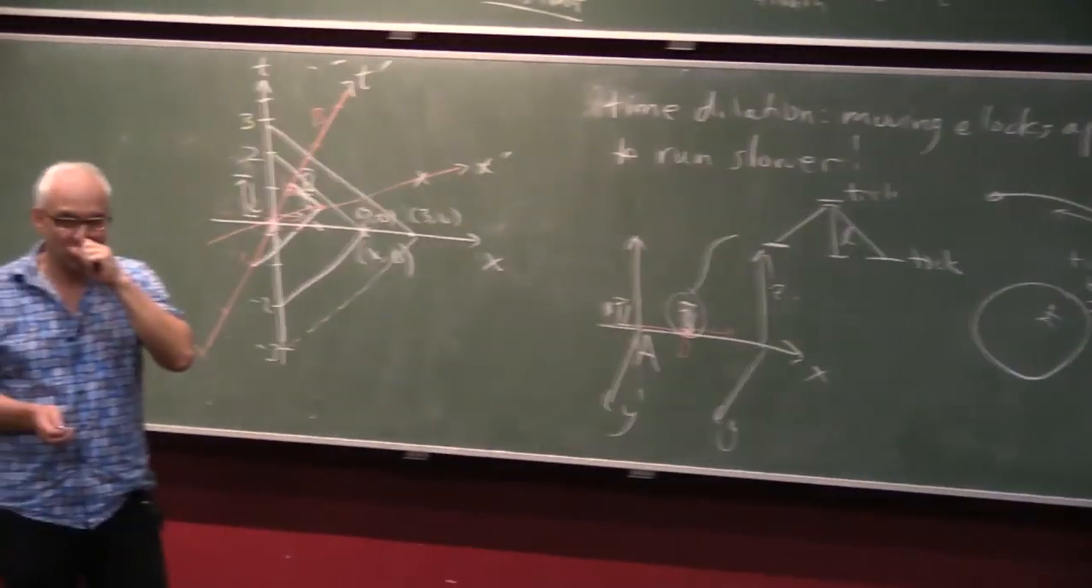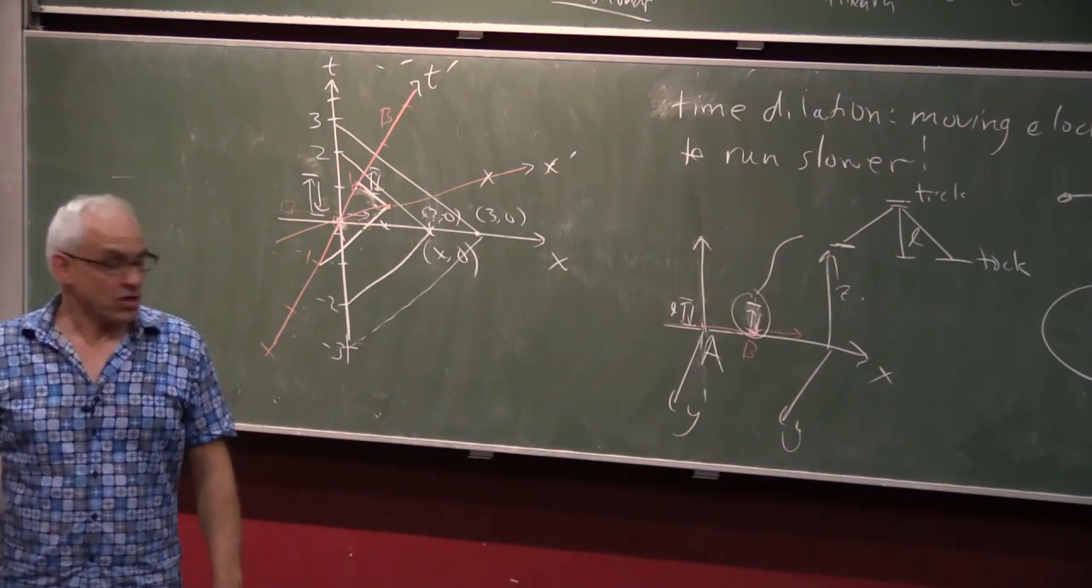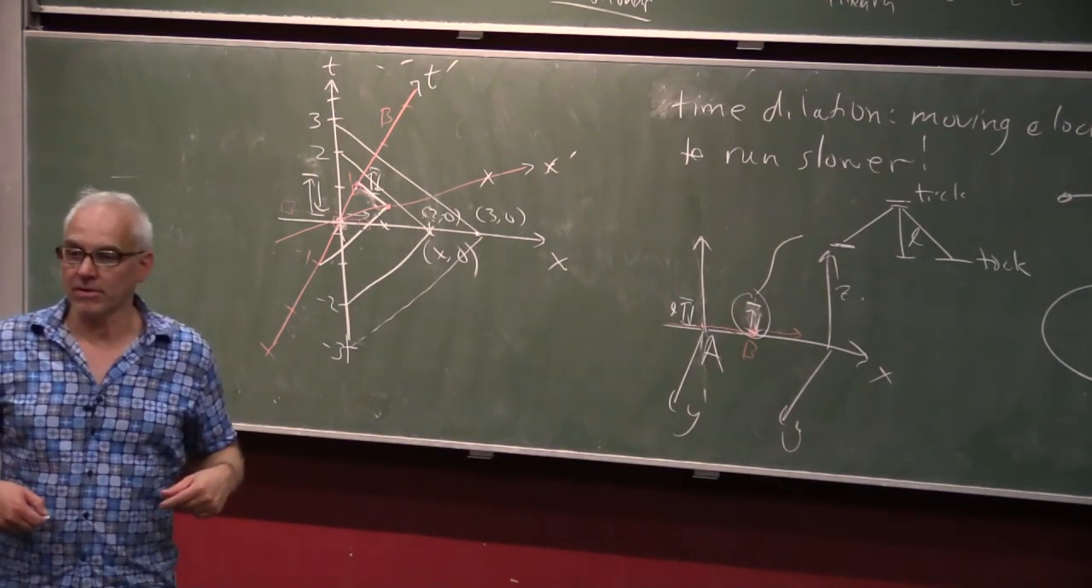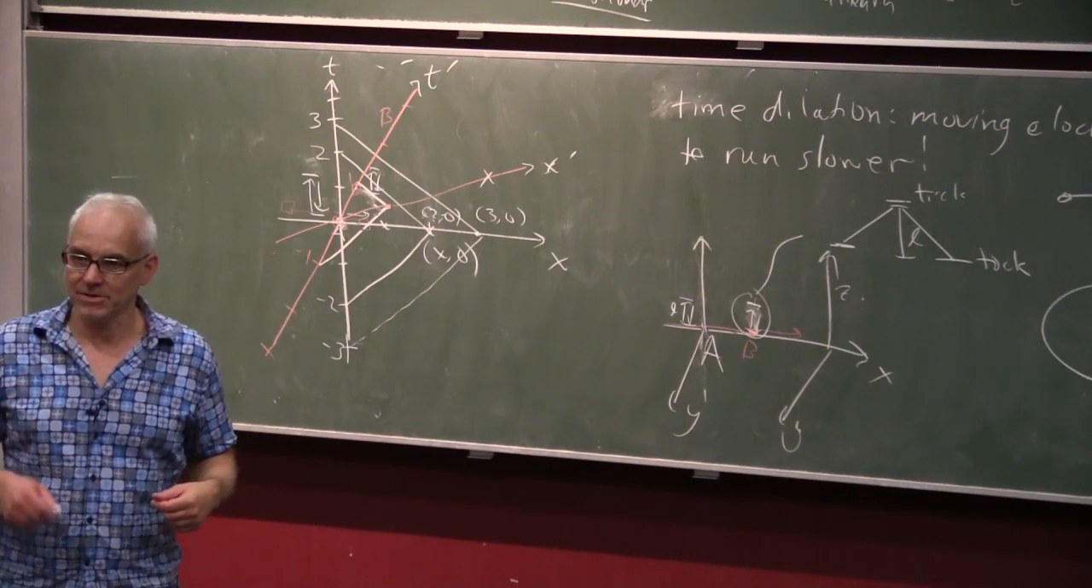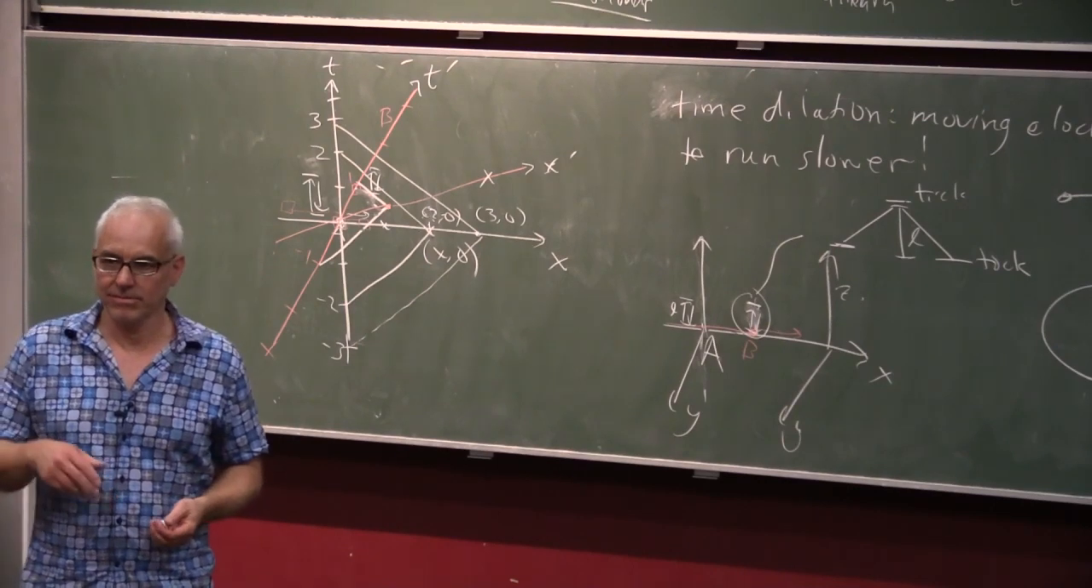Any questions? How do they slow the clocks or speed them up? Sorry? How do they slow the clocks or speed them up? So they slow them down before they launch them. They calibrate these atomic clocks. Yeah, so just a calibration.